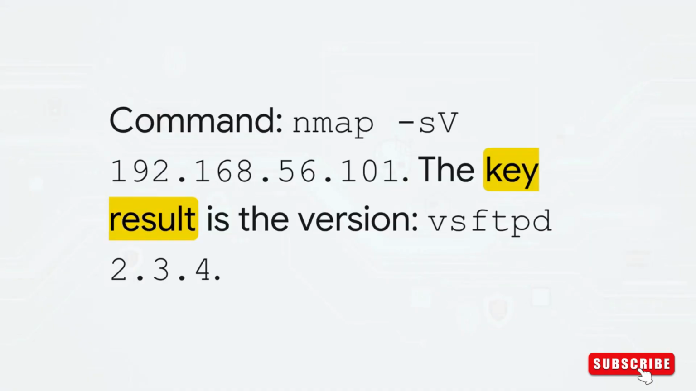So everything hinges on this right here. We run a simple Nmap version scan against our target, and boom, the output gives us pure gold. Not just that there's an FTP server, but the exact version, vsftpd 2.3.4. This single piece of information is the key to everything that follows. Without it, you're just flying blind.